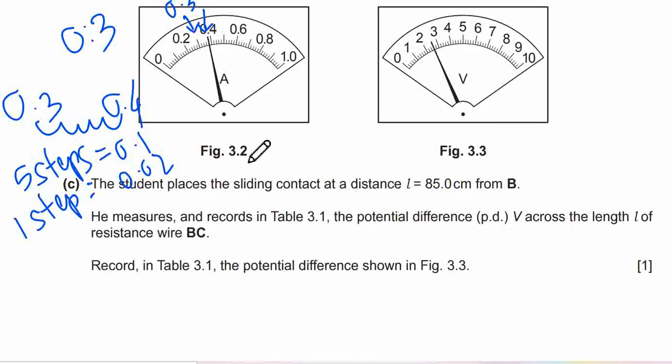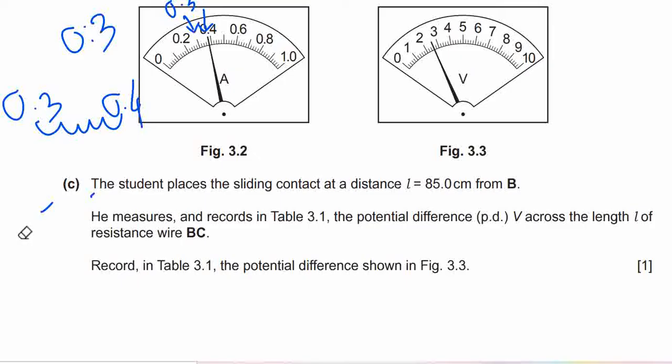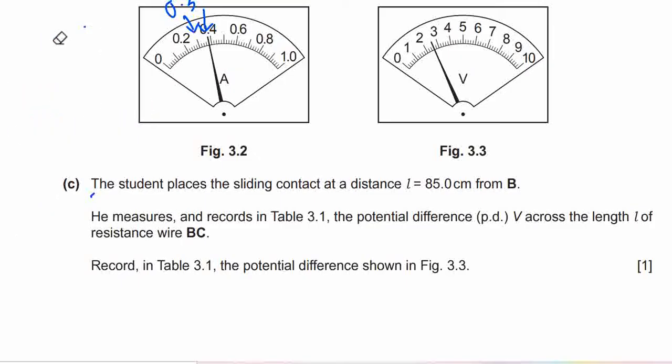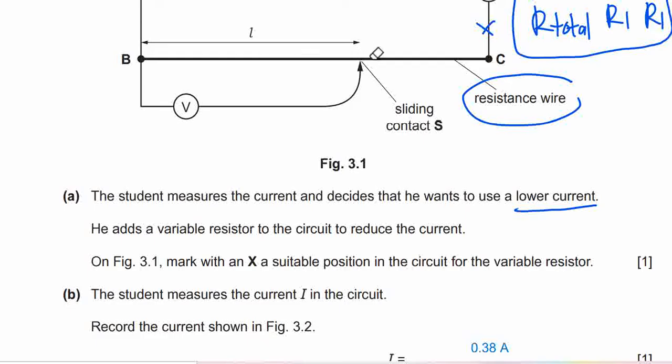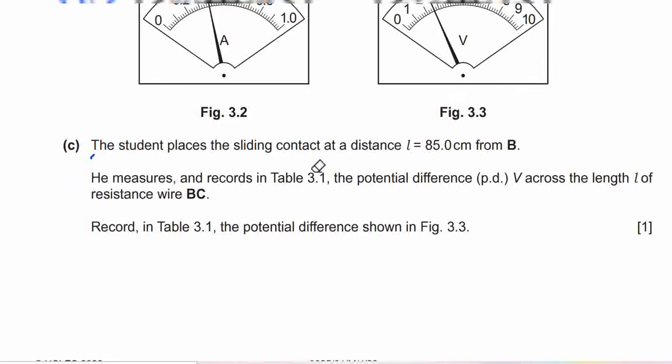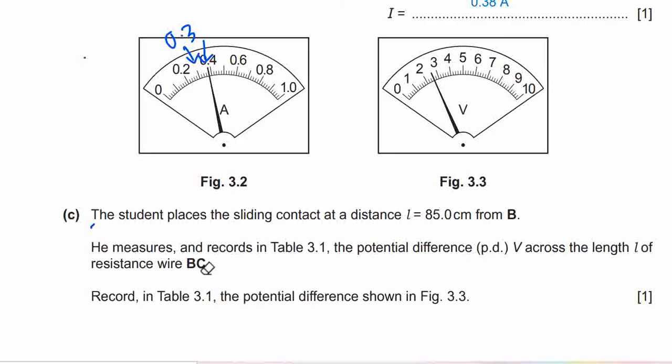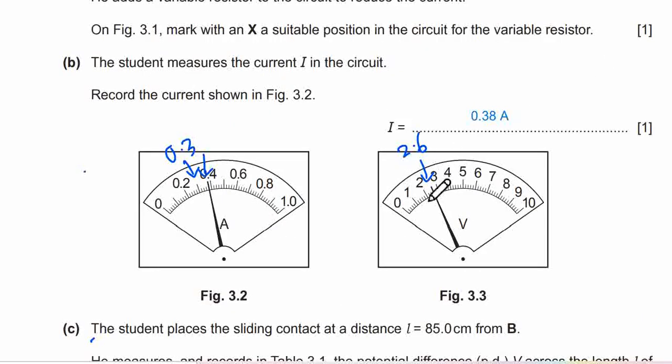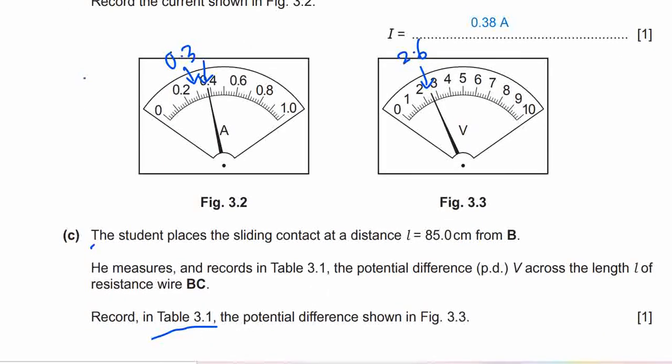Next, the student places the sliding contact at a distance 85 cm from B, so 85 cm from B will be somewhere here. Next, he measures and records in table 3.1 the potential difference across length L of resistance wire BC. Record in table 3.1 the potential difference shown in figure 3.3, so it will be 2, and there are 3 small steps after 2, it means 2.6. So 2.6, and we put the data in table 3.1. That will be our answer.